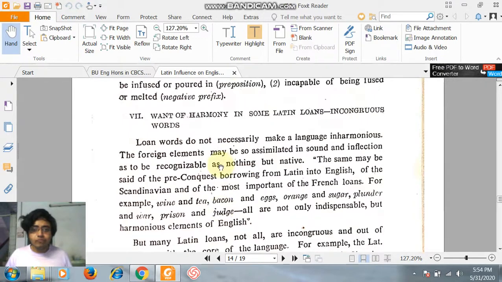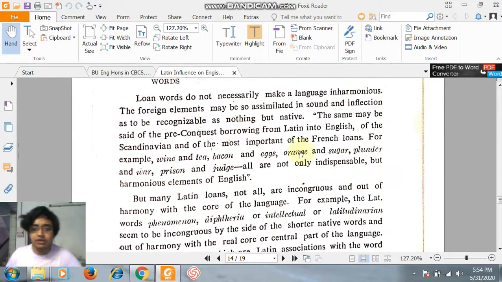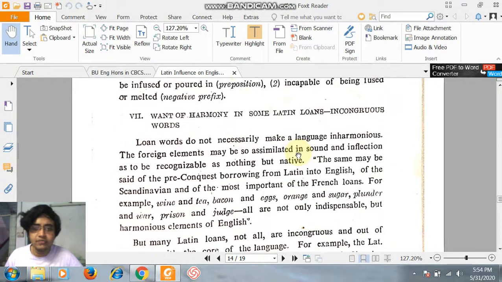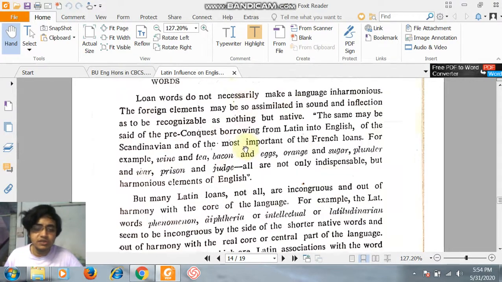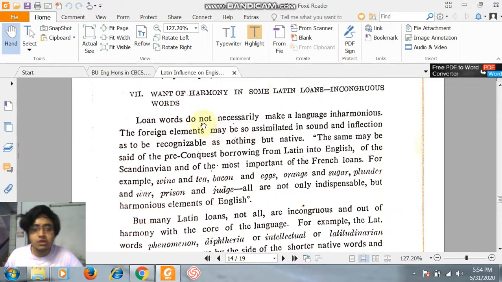Now let us begin our discussion on some of the most incongruous Latin loanwords. Loanwords do not necessarily make a language inharmonious. But sometimes the foreign elements may be so assimilated in sound and inflection as to be recognizable as nothing but native. But in the case of the Latin influence, in many cases inharmoniousness has been created.